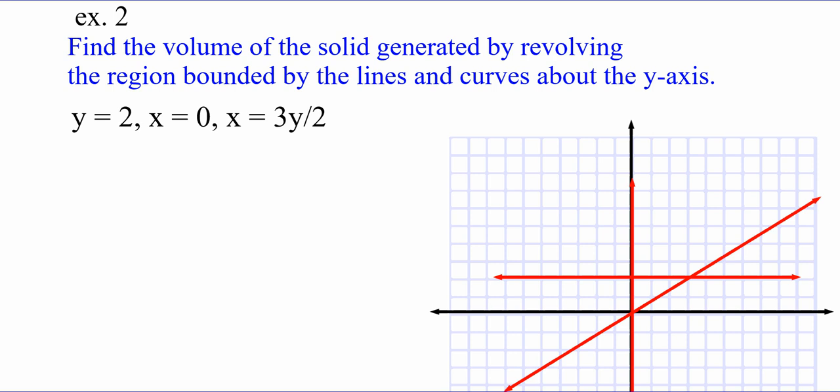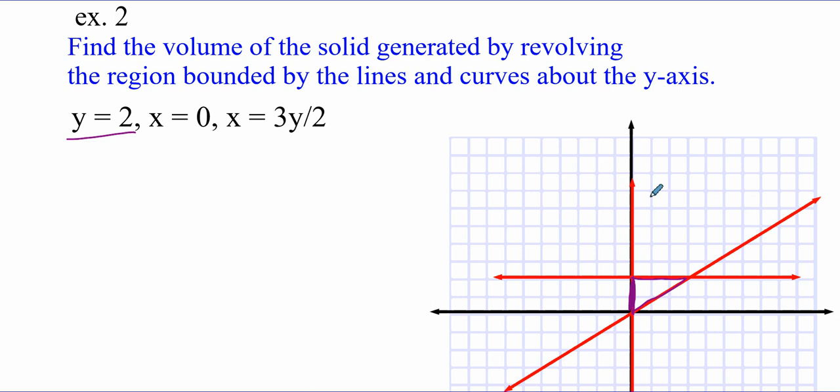What we have is a region bound by two lines. So here it is right there. We have x equaling 0, so a horizontal, or sorry, vertical line right there. And then we have a line x equals 3y over 2.